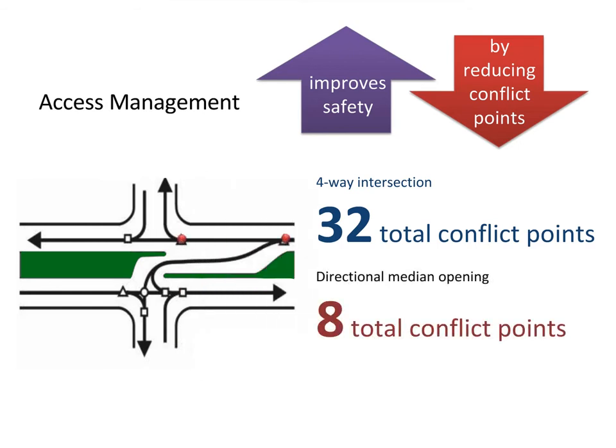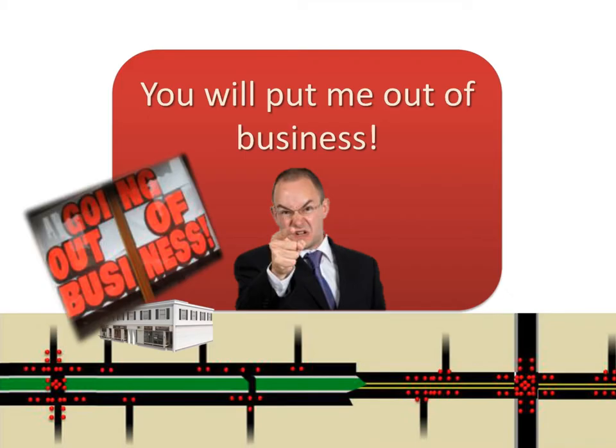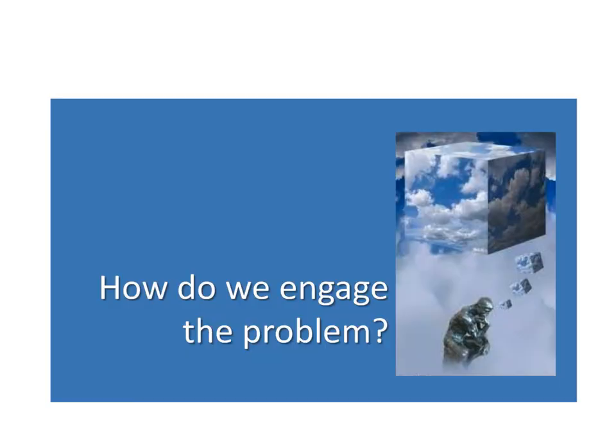So if a standard intersection has 32 conflict points and we put a median across that with a directional median opening in it, we've taken that down to 8 conflict points. But if you're the business that's on the side that didn't get the left turn, you may not be very happy about that idea. And the most common phrase that we get is, you are going to put me out of business. So how do we engage this problem?